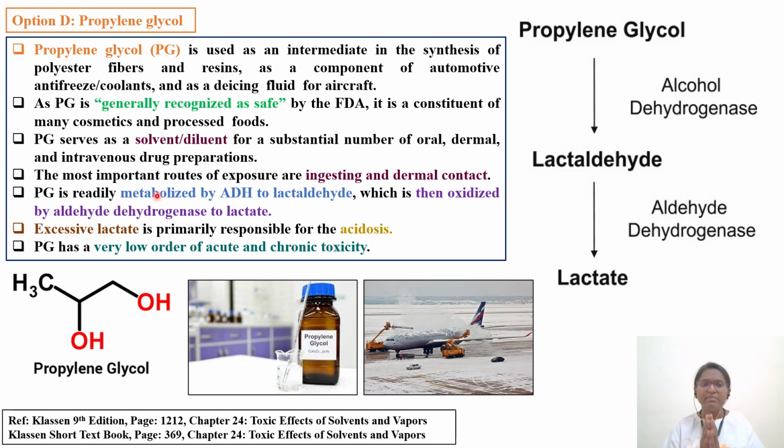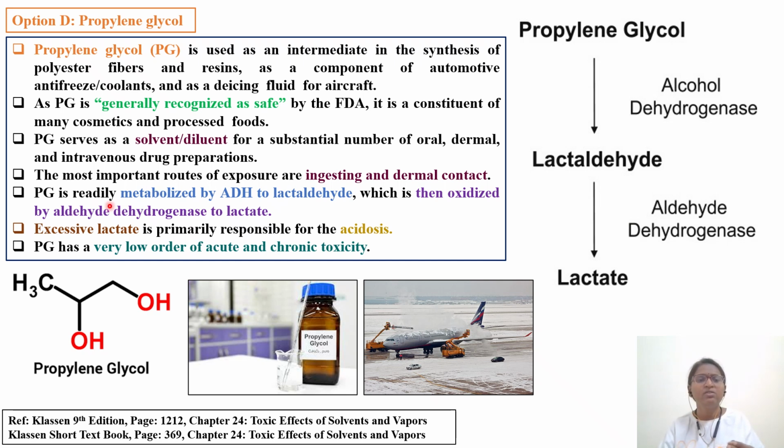And what is the major route of exposure to propylene glycol? It is either through oral ingestion or dermal exposure. Not inhalation, why? Go back and read, probably it is because of its density. It doesn't exist in a gaseous or volatile form, so inhalation exposure is not the major concern.